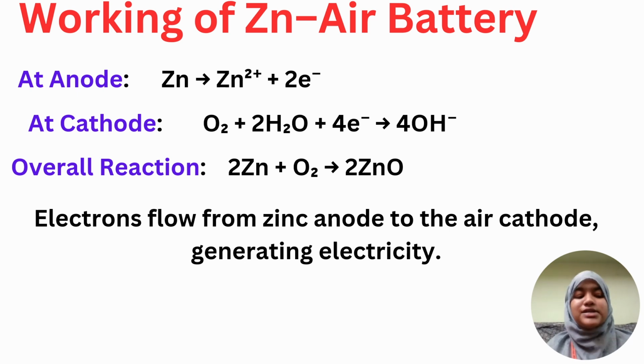Now, working during discharge. Zinc at the anode reacts with hydroxyl ions to form zincate, releasing electrons. Oxygen from the air is reduced at the cathode, combining with water to form hydroxyl ions. The overall reaction produces current.